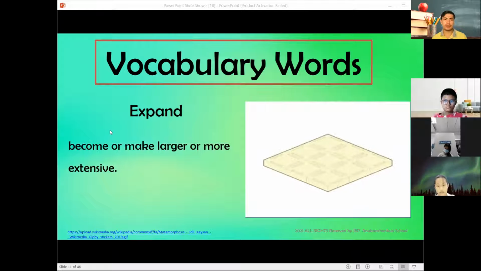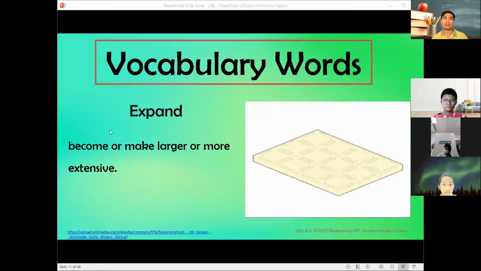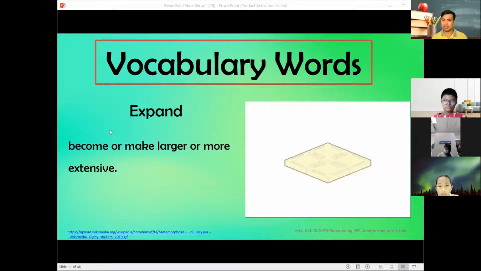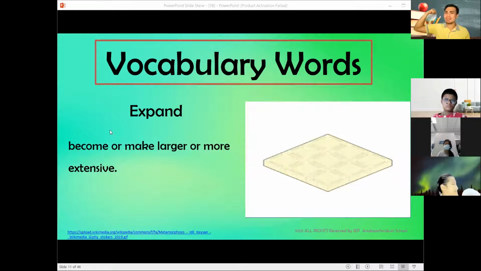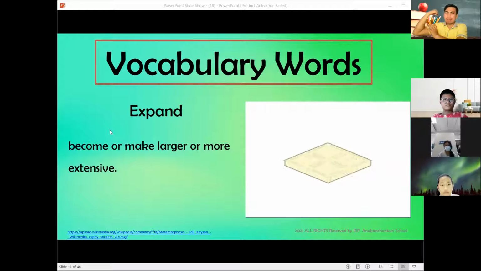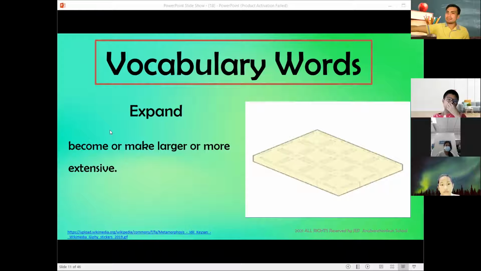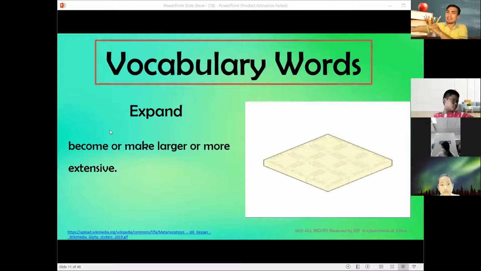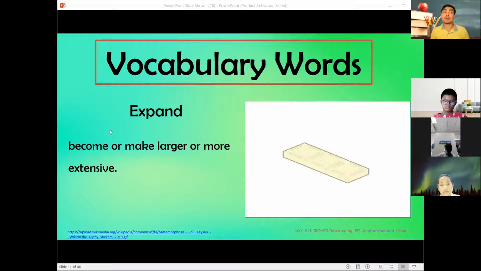Next word here is expand. Expand means to become or make larger or more extensive. For example, if Jirayu puts his hand like this, the muscle will become bigger, right? It expands, it becomes bigger. But if you do like this, it will not. That is the definition of expand. It becomes larger.